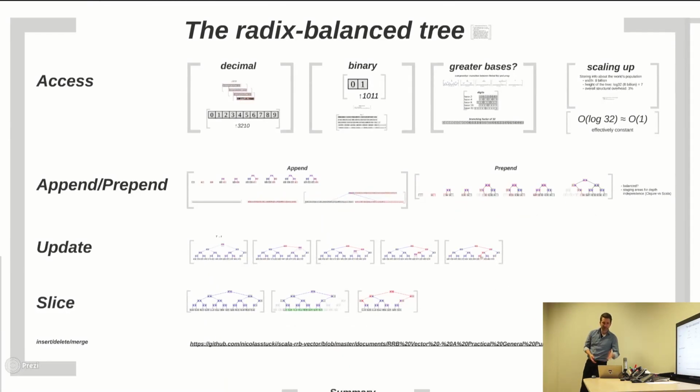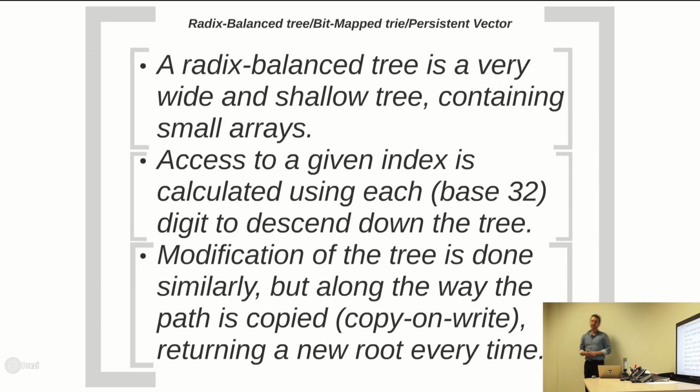What is the Radix-Balanced tree? Clojure calls it a persistent vector, Scala calls it a bitmap trie. It's the same thing, basically. It's a very wide and shallow tree. It all contains small arrays, and the information is stored only at the leaf nodes.